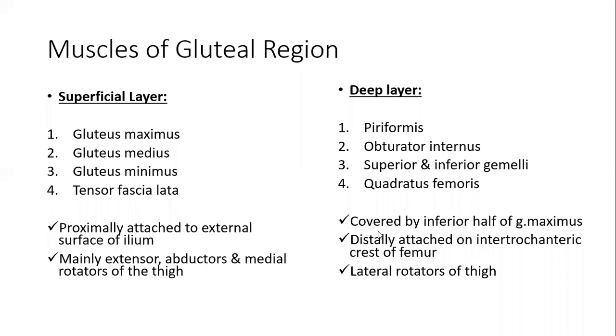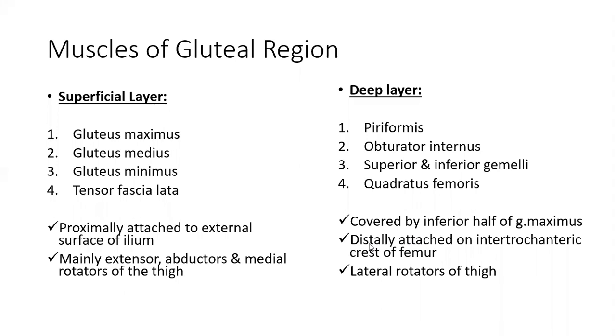Now, some general points related to the deep layer. It is covered by the inferior half of gluteus maximus. Since gluteus maximus, as we shall see shortly, is the bulkiest muscle present in the gluteal region, it covers most of the muscles or structures underlying it.